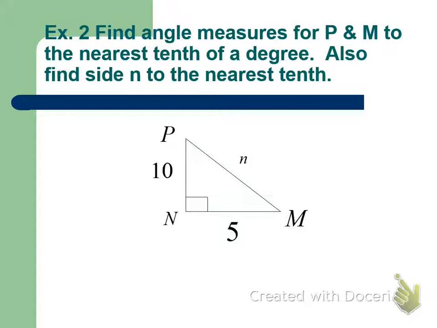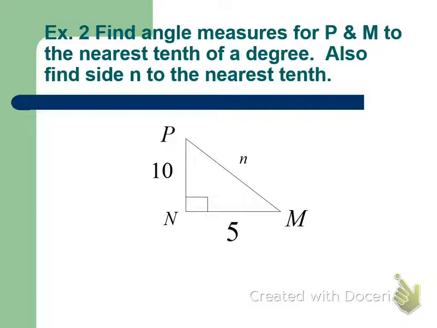All right, on example 2, we are asked to find the measures of angles P and M to the nearest tenth of a degree. Also, find side N to the nearest tenth. Let's start with the angles because that's what we've been doing. This time, however, we were not given all of the sides right away, so we need to be careful about which trig function we use.